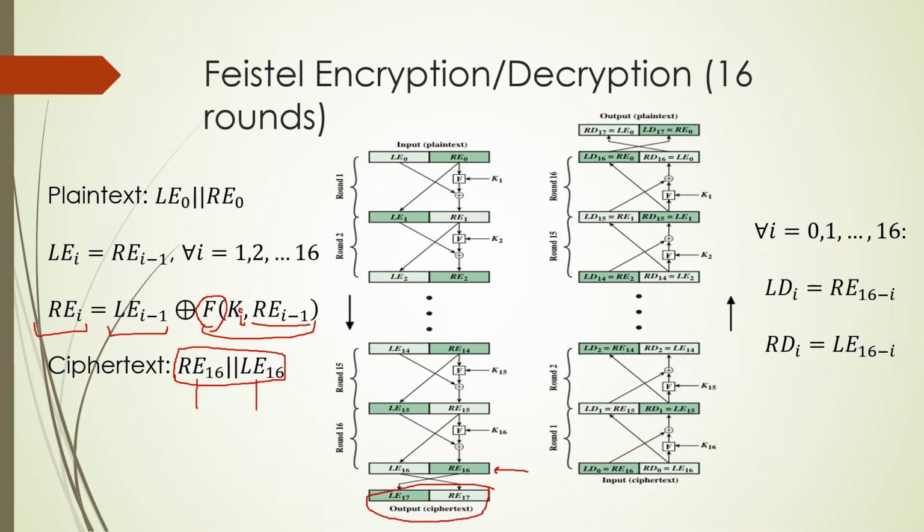And it's easy to see that if you do this in the opposite direction, that would be the formula for decryption, because remember, the decryption algorithm is the reverse of the encryption algorithm. So I don't want to go through it. You can just check out how decryption works, which is very similar to the encryption but in the opposite direction.